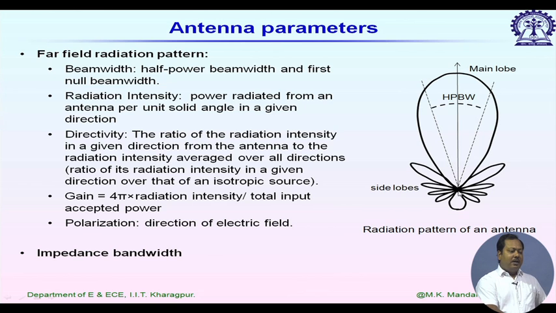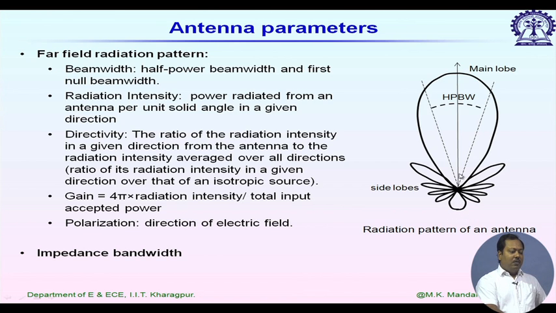The desired direction of radiation is shown by this arrow, and we call this the main lobe of the antenna. In addition to the main lobe, we can see some radiation in other directions also. These are called the side lobes of the antenna. We also have some radiation just in the back side compared to the desired direction. We call it the back lobe of the antenna.